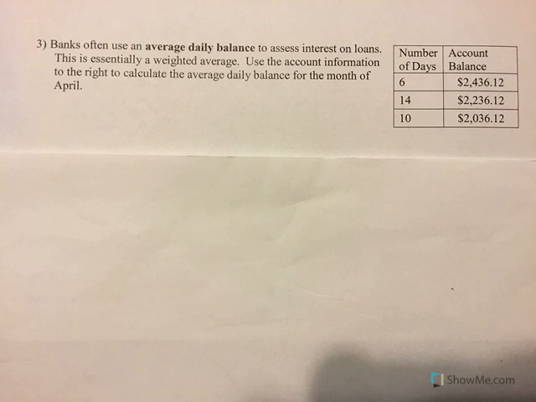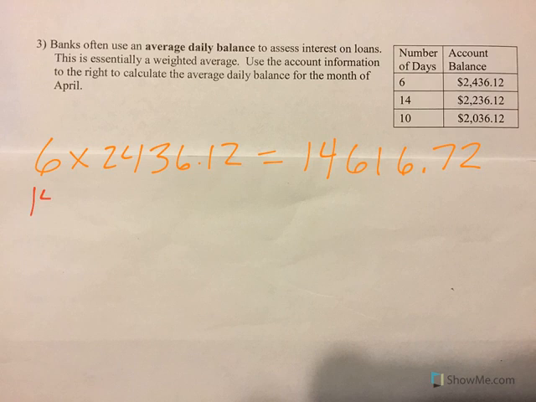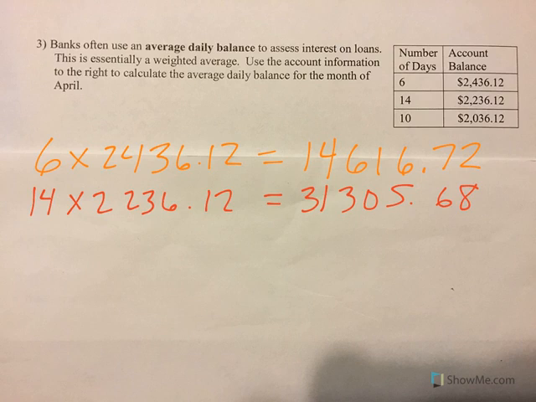Okay, so think about how this is going to work. It's going to be very much like the taco problem, where we have 6 days at $2,436.12. Means all the monies for that one would be $14,616.72. Then I had 14 days at $2,236.12. All right, somebody paid $200 down. And so that gave me $31,305.68.